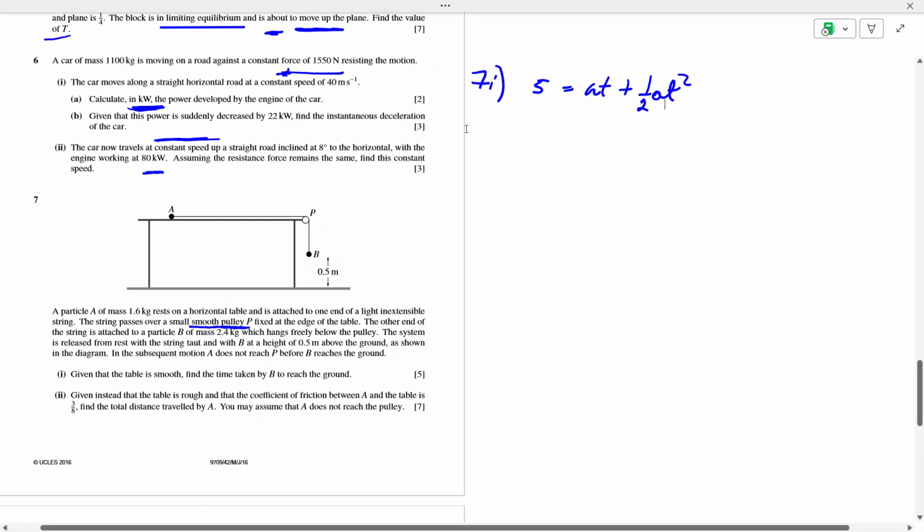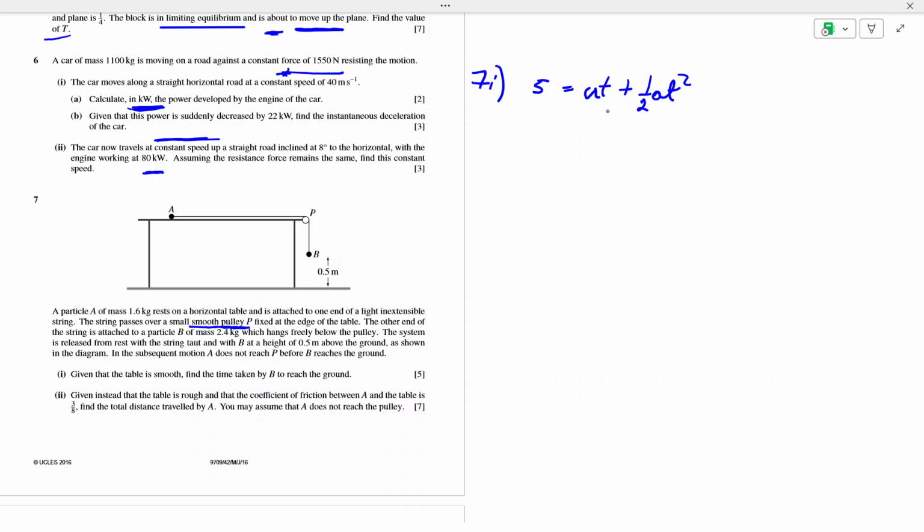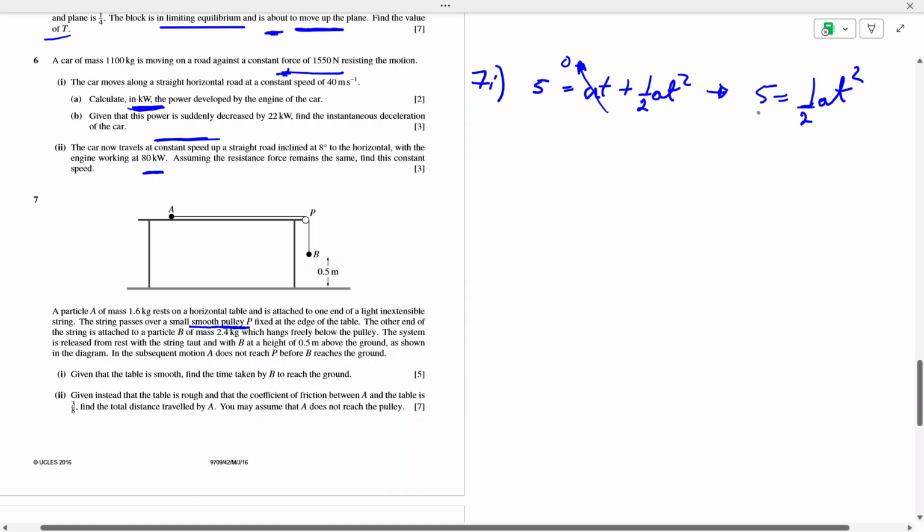Actually, forget what I said. I said it was in free fall. That's a mistake. We're going to calculate the acceleration for these two particles. Since B starts at rest, u, the initial velocity, is equal to 0. So our equation is s equals half at squared. We're going to put this to the side.